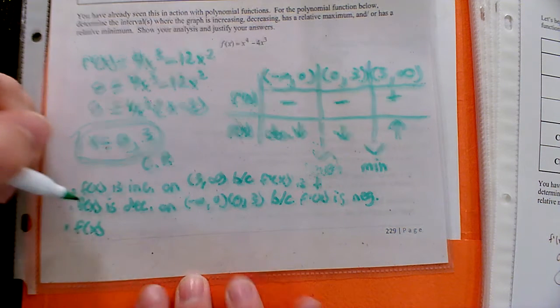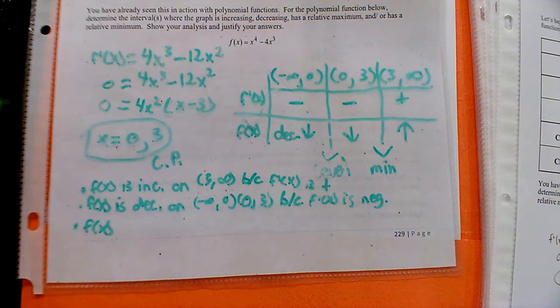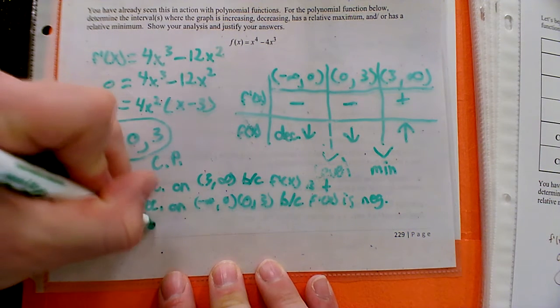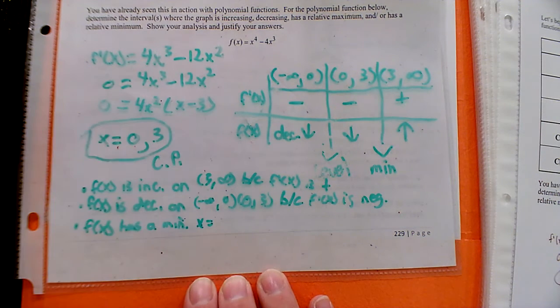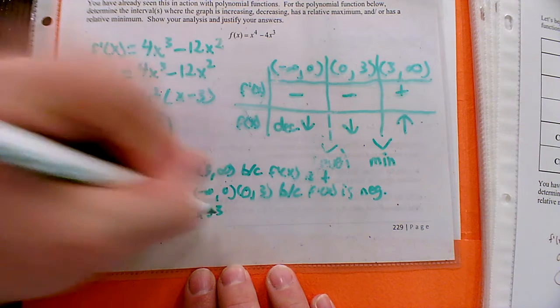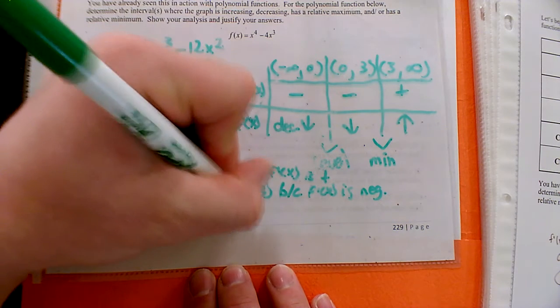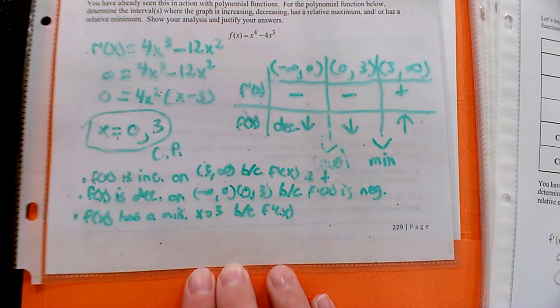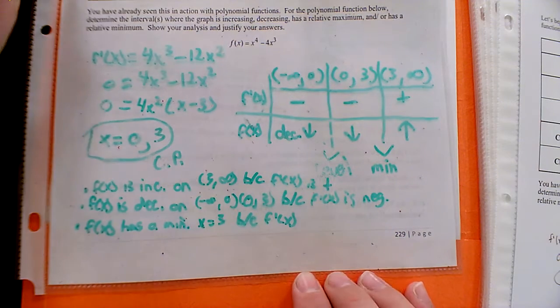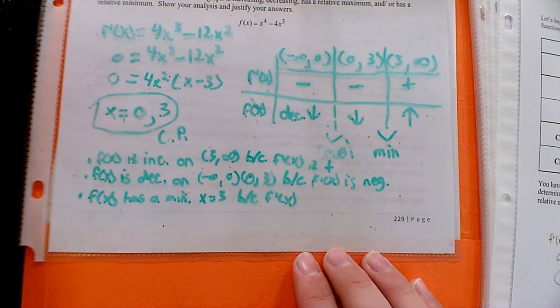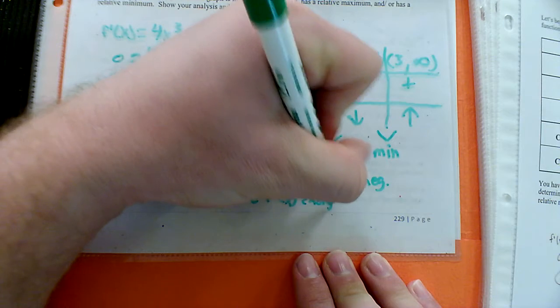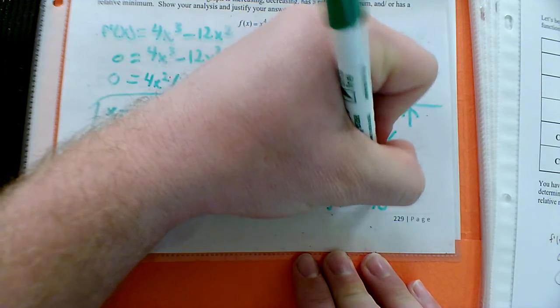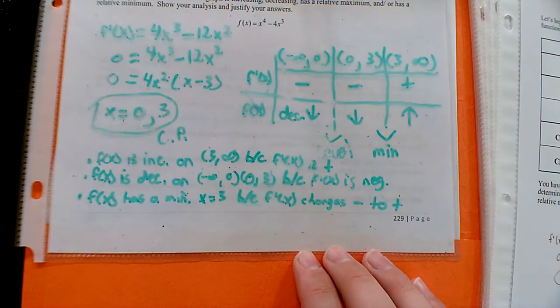And next, we're basically listing out all the information you've told us. So f of x has a minimum at what x value? At x equals 3, yep. Because f prime of x, what? We know it's a minimum because f prime of x does what? Yep, changes from negative to positive.